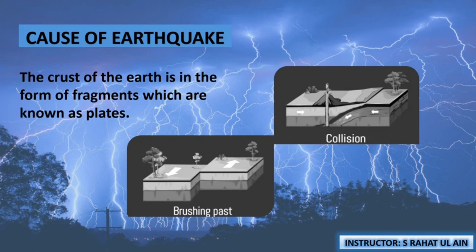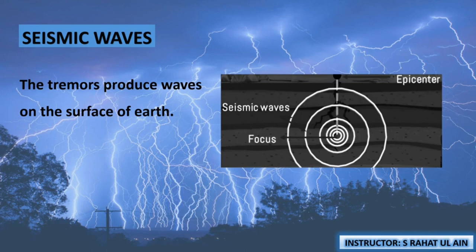The point from where the earthquake originates, we call it focus, which is inside the earth. So whenever there is news of an earthquake, you might have heard the epicenter was 5 kilometers apart. So the epicenter is a point above the focus on the ground, and the waves which are being generated, which will be transferred, are called seismic waves.